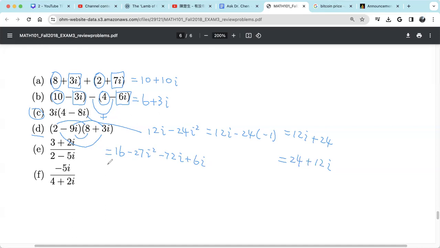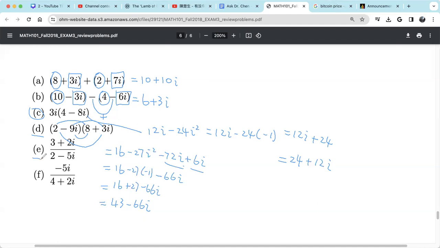So combine like terms. This is 16 minus 27 i squared. Remember, i squared is -1. Minus 72i plus 6i becomes -66i. -27 times -1 is positive 27. So 16 plus 27 minus 66i. 16 plus 27 is 43, minus 66i. So when we multiply two complex numbers, we still get a complex number.